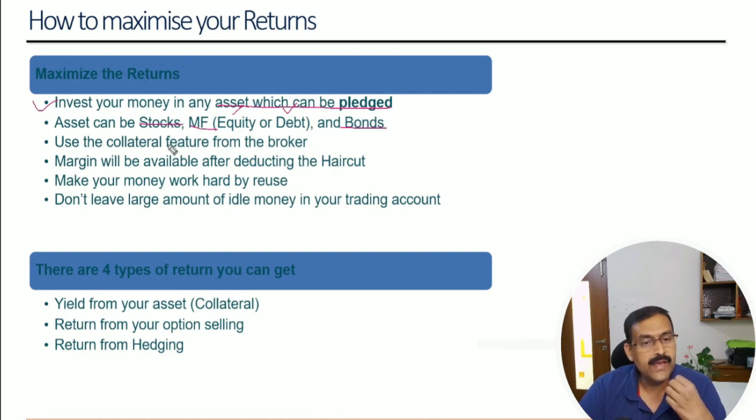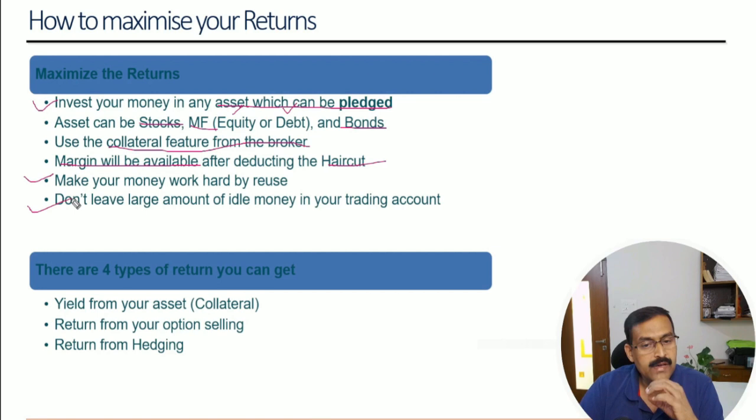Once you pledge these assets, you can use the collateral feature that is given by your broker and get the margin that will be given to you after the haircut. The haircut is nothing but a safety margin that the exchange takes, which varies from 10 to 20%. So after removing that haircut, you will get margin money to trade in any of the futures and options. You can use that margin money to trade in the options. This is how you can make your money work hard by reusing the investment.